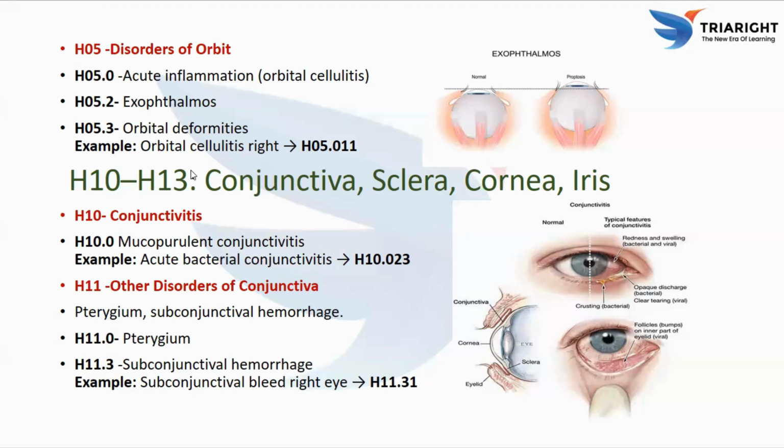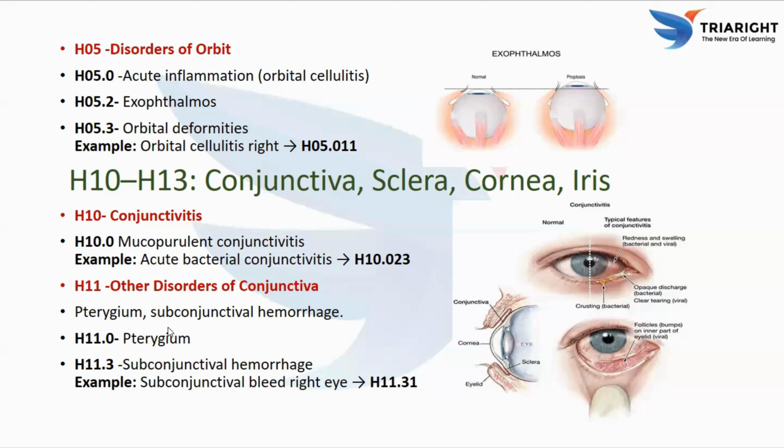So next, coming to the H11 category, other disorders of the conjunctiva. This group includes pterygium, subconjunctival hemorrhage, conjunctival cyst, and also conjunctival scarring. So H11.0 is for pterygium. What do you mean by pterygium? It's a benign fibrovascular growth which extends from the conjunctiva onto the cornea.